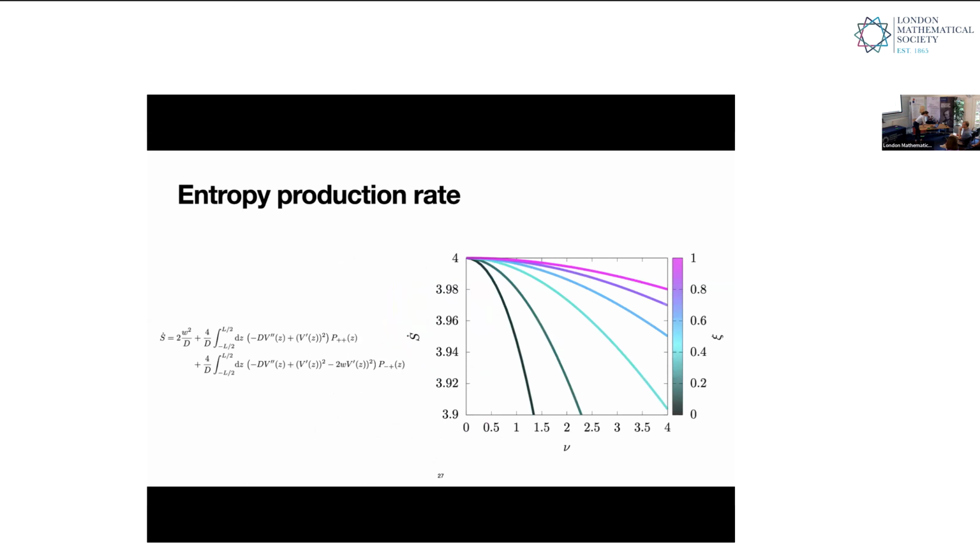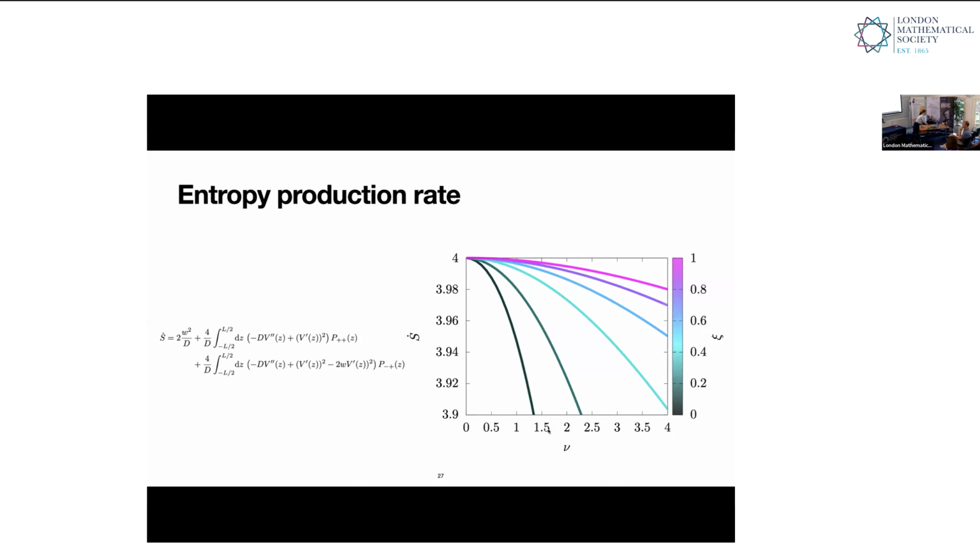Okay, but I was talking about entropy production earlier. With this method, we can also find the expression for the entropy production. What is really important here is that we solved for P plus plus and P minus plus. So we can simply plug this into the expression and see what this entropy production looks like.